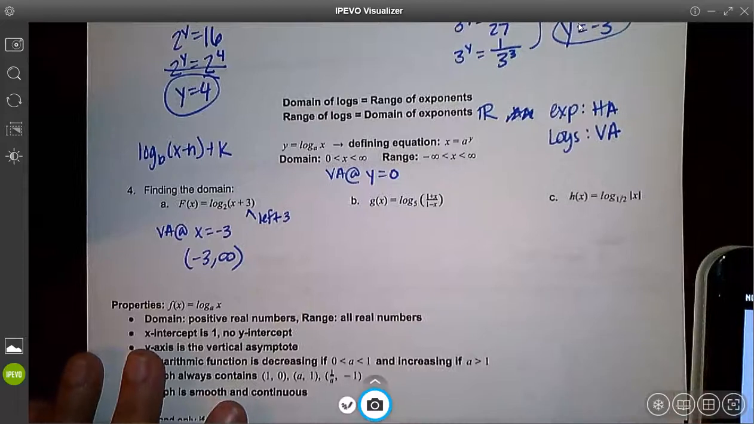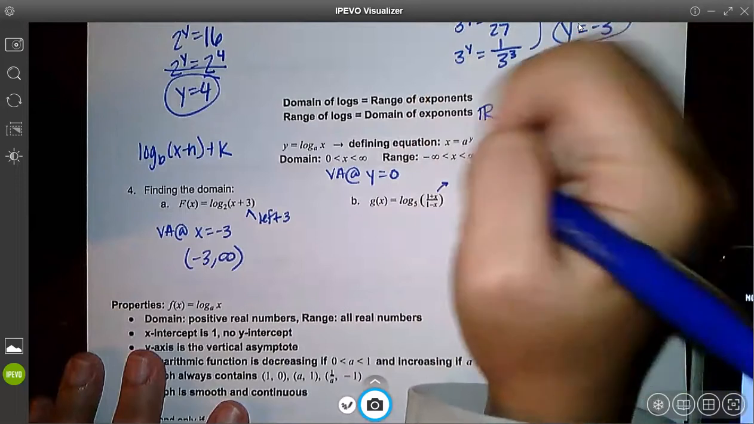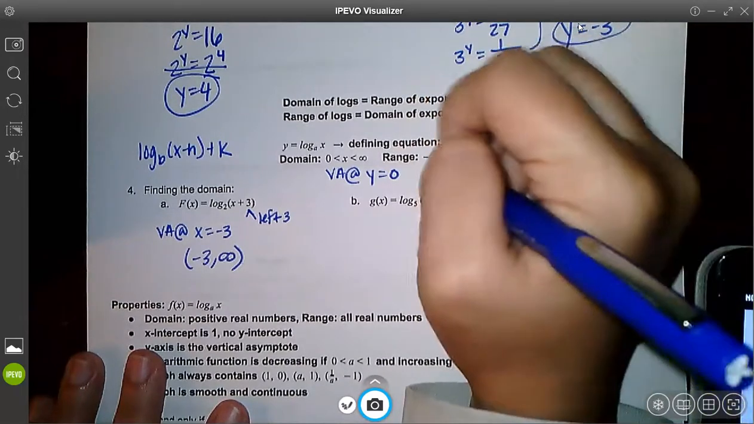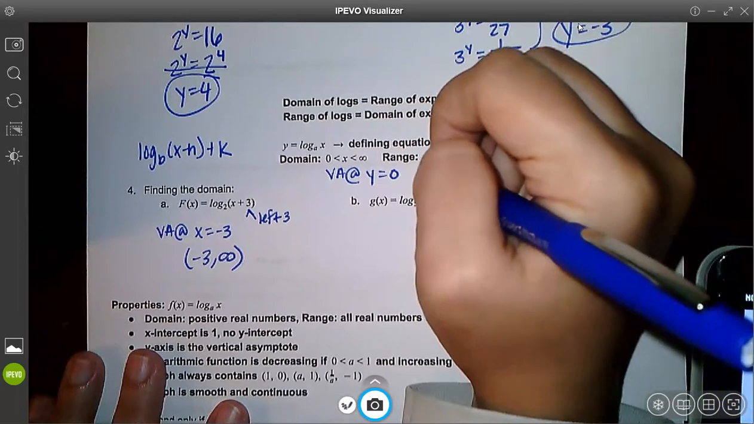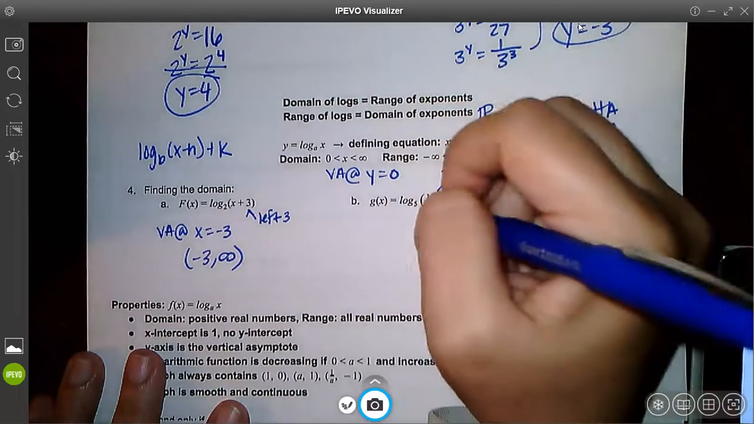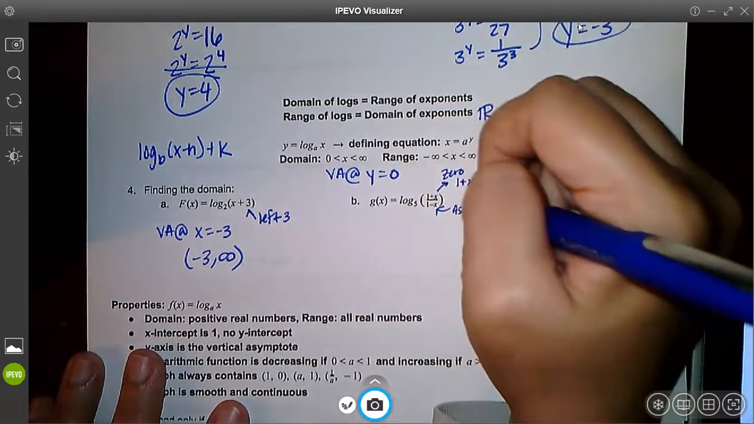Here, just like a rational equation, we have a 0 at the numerator, so 1 plus x equals 0, this would be where your fraction is 0. And we would have an asymptote here at 1 minus x equals 0.